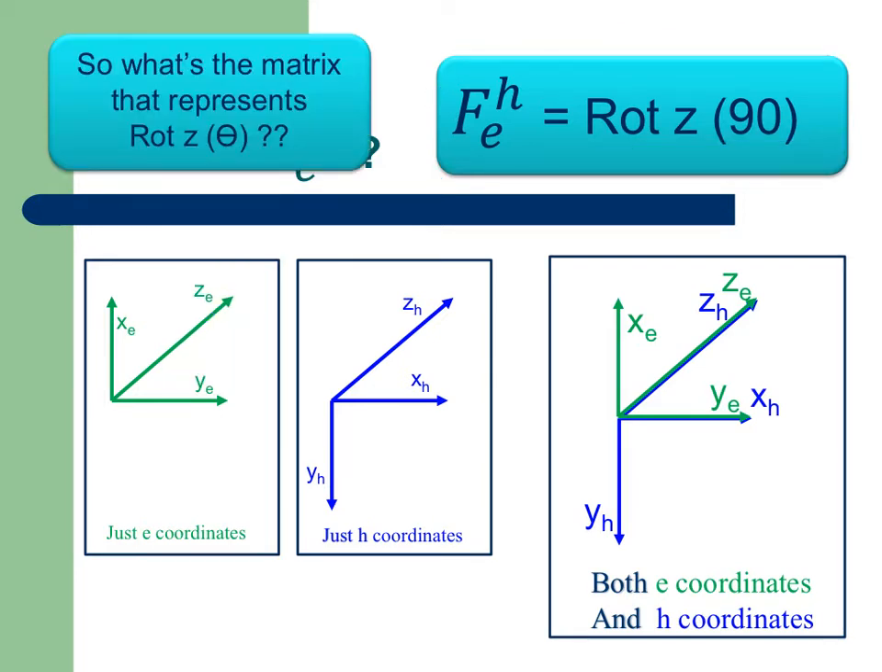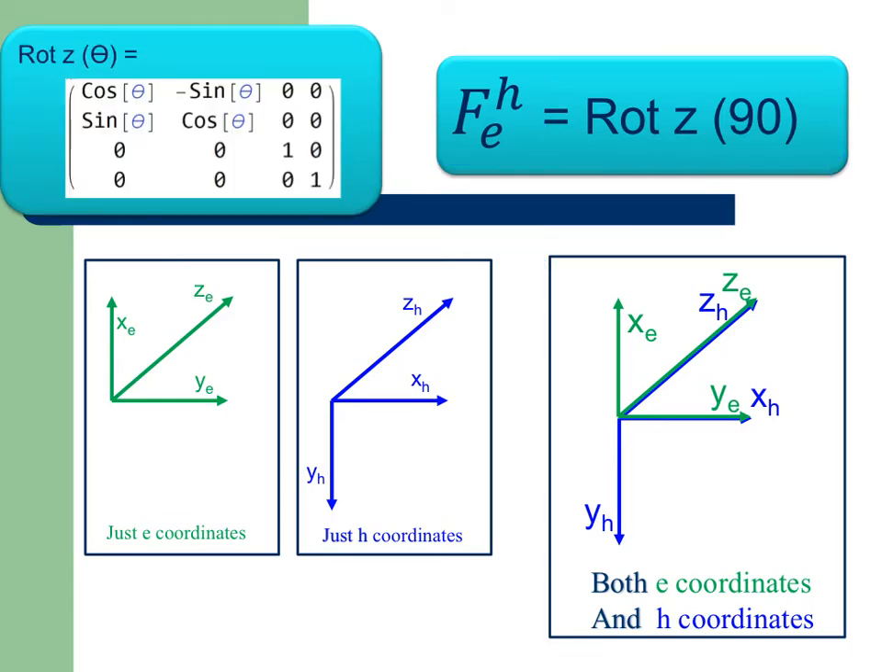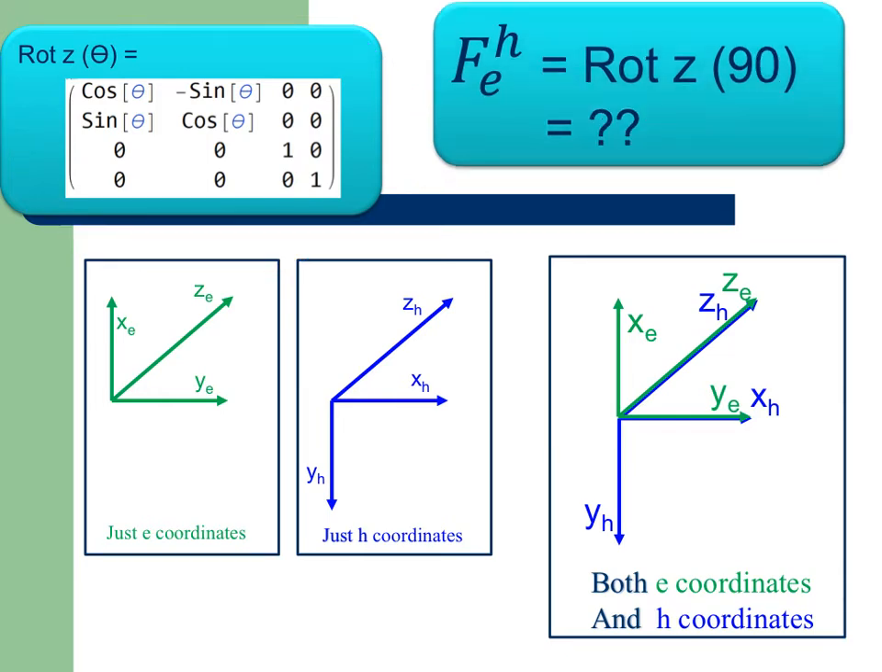So of course, we want to know what's the matrix for this rotate z of 90 degrees that we could use for the T transformation to transform points from H coordinates into E coordinates. And we're just going to go straight to the generic: how do I rotate z by theta? What's the matrix that represents that? So, here is the matrix that represents an arbitrary rotation about the z-axis of theta degrees.